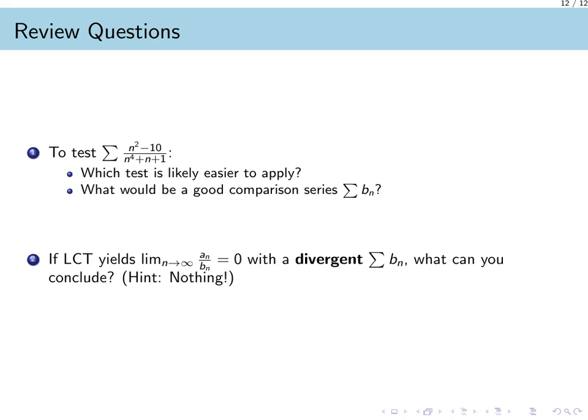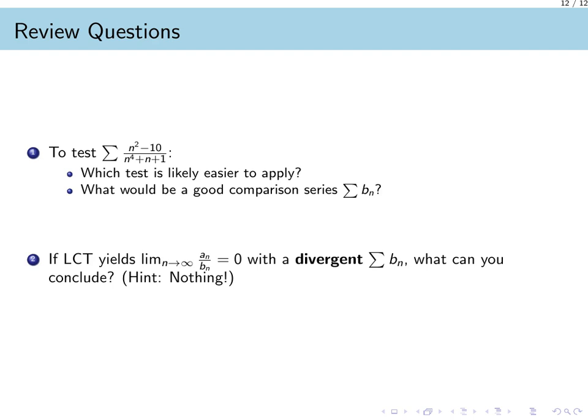Which test, the direct comparison or the limit comparison, would be easier to apply here? And what would be a good series, the sum of b sub n, to compare it with? As a hint, think about the dominant terms for large values of n to find a simpler function that behaves similarly. For the second question, suppose you use the limit comparison test.